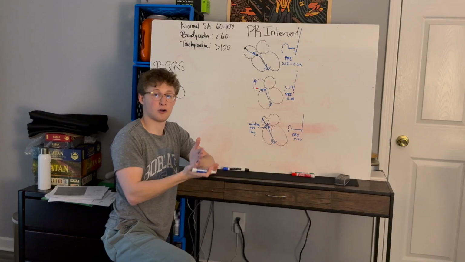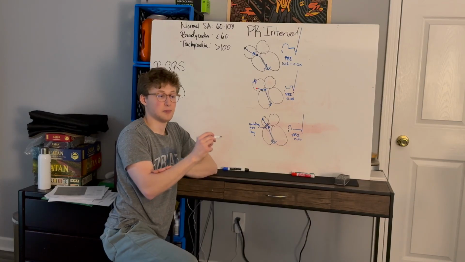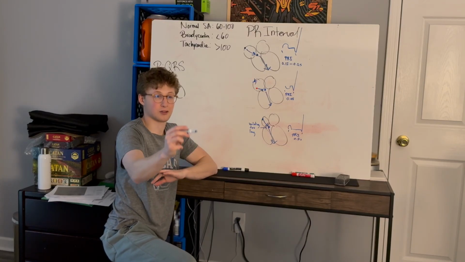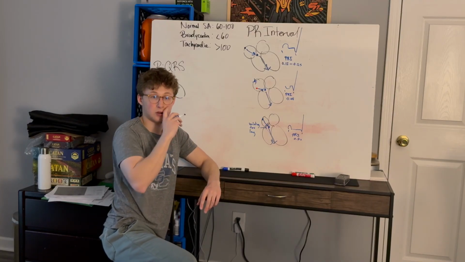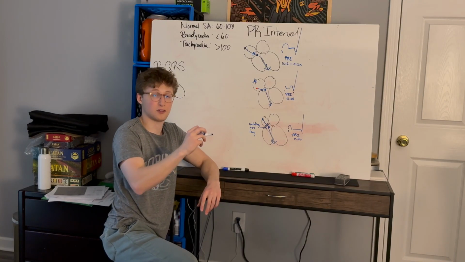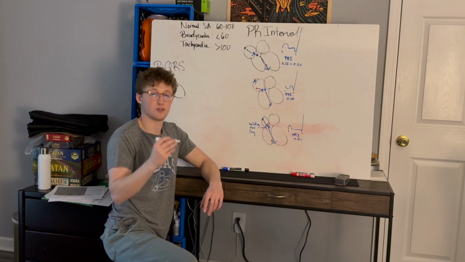So for the PR interval, we're looking: is it normal and is it consistent? Because it may start normal, but then you look at each heartbeat and it gets longer and longer and longer. It may start normal and it gets shorter. It may always be short, consistently the same, or consistently the same but long. That's why it's very important.